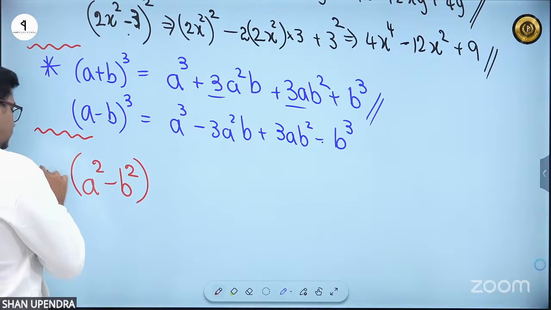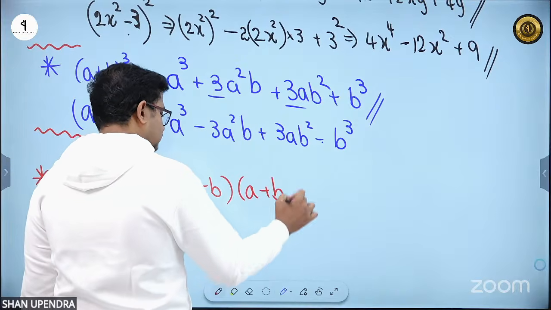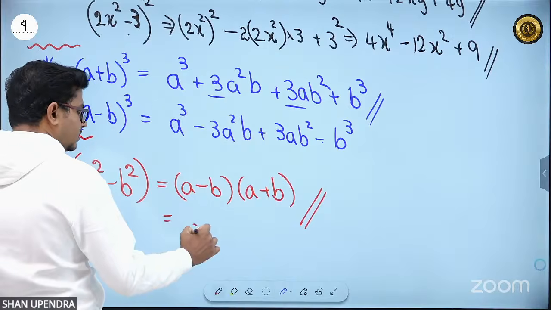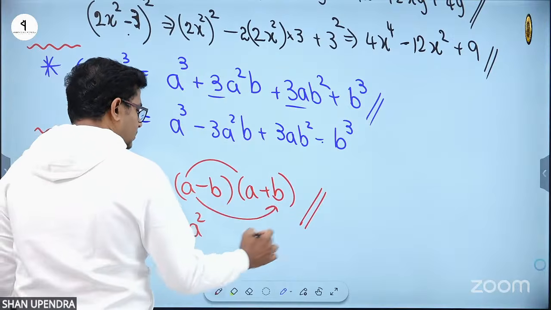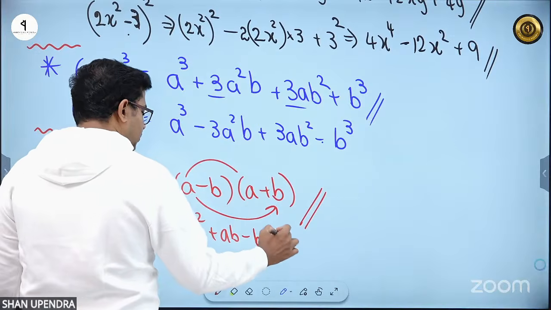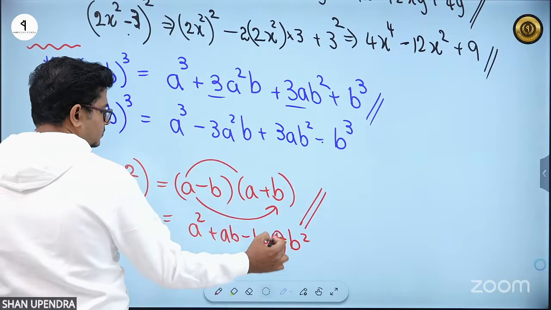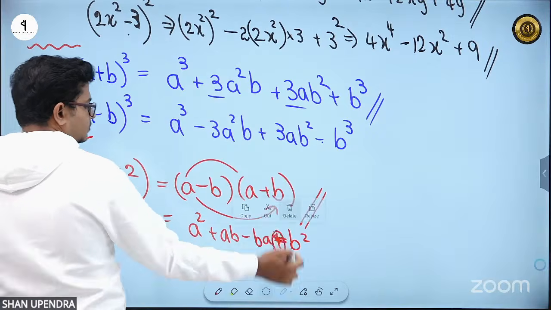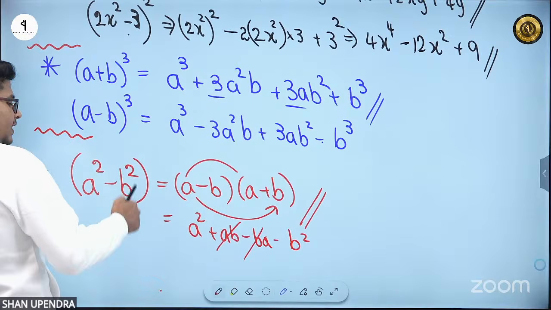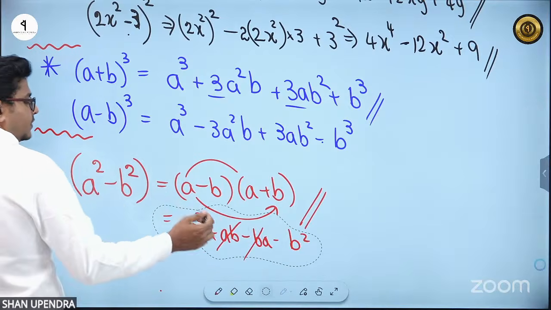Another important property: a minus b, a plus b. When you expand this, you get a squared, then plus ab. Here it is minus ba, minus b squared. So these two cancel out. Finally, you can get this. So you can see the difference between two squares can be represented this way.